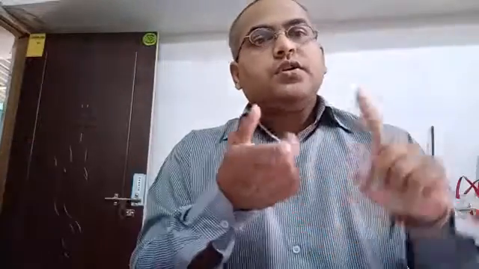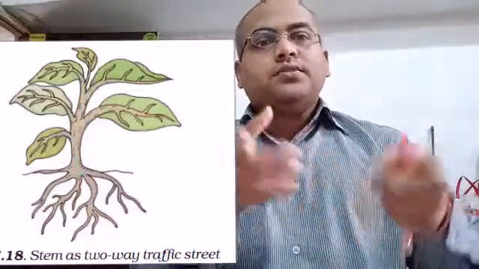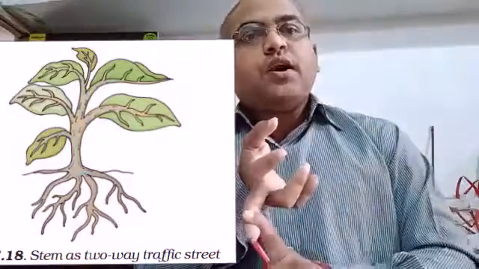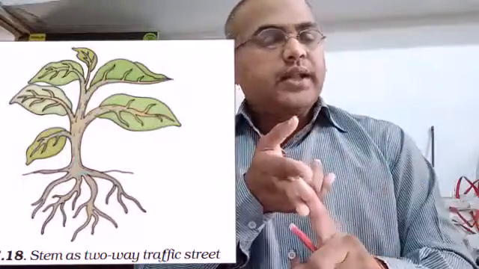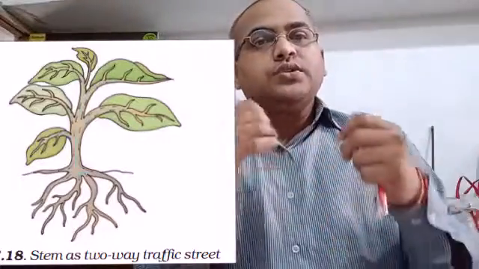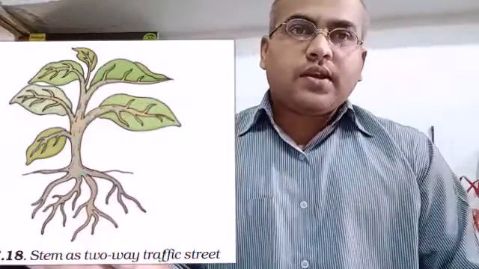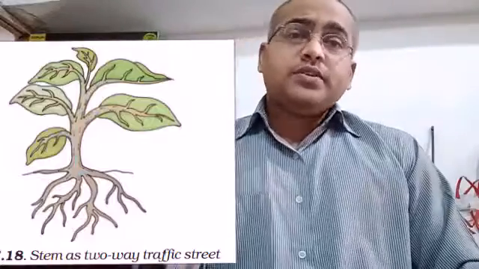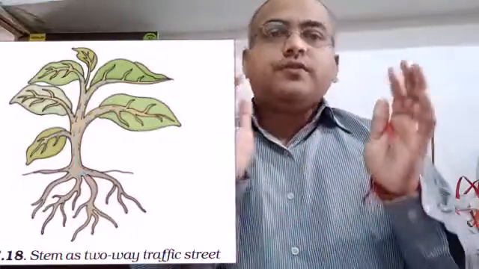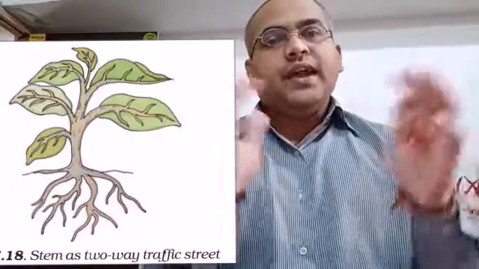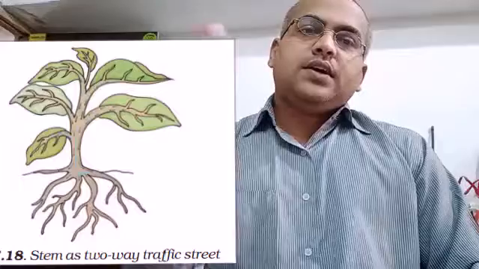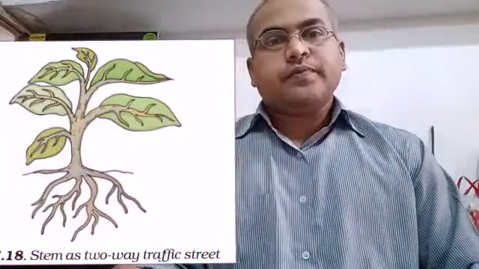Functions of roots: number one, help the plant to stand erect, that means fix the plant in the soil. Number two, absorption of water and minerals from the soil. Number three, bind the particles of soil, so they do not go away with the rainwater, that means stop soil erosion. And number four, storing food; modified roots store food for use. So these are the functions of roots.